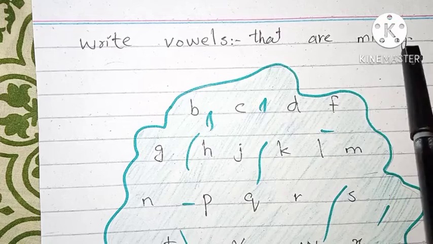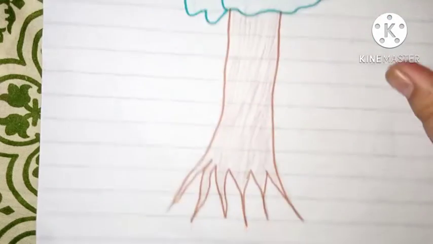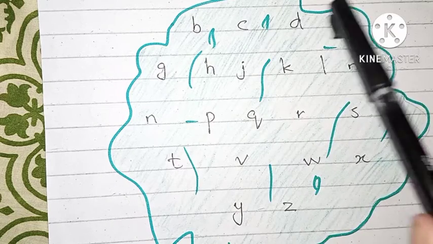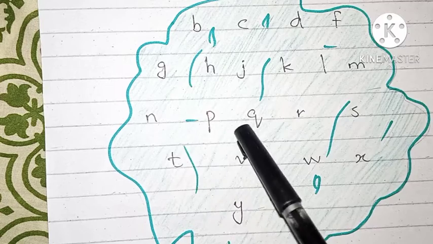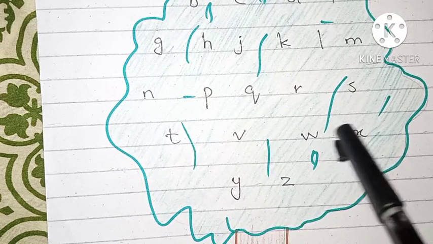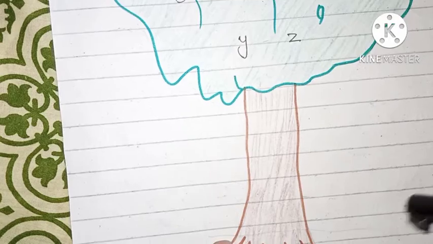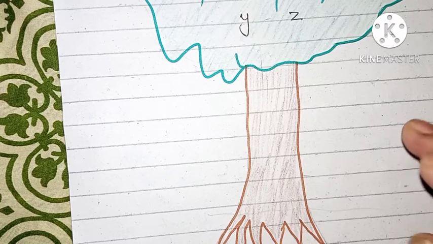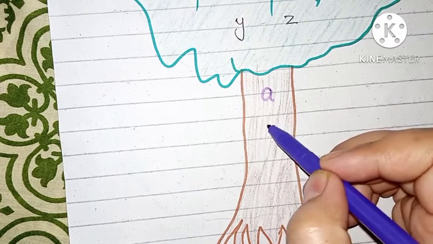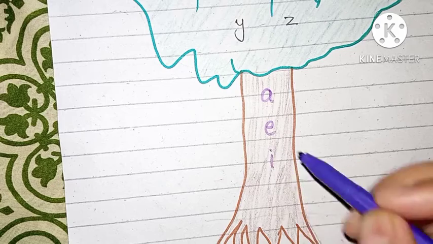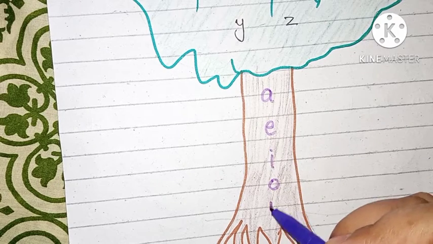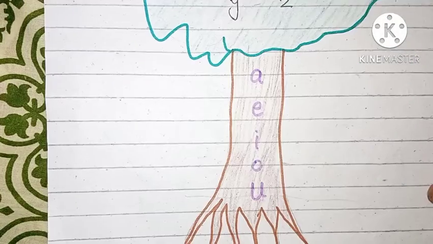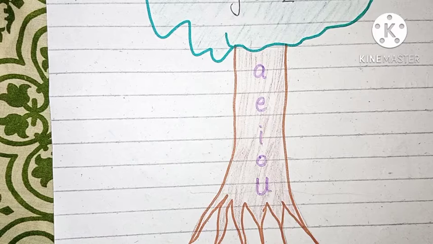Write the vowels that are missing. There is a tree and there are consonants: B, C, D, F, G, H, J, K, L, M, N, P, Q, R, S, T, V, W, X, Y, Z. But the vowel sounds are missing; they are not included in this tree. So we have to write them. The question is: write the missing vowels. So A, E, I, O, U. From all 26 alphabets, there are a total of 5 vowels.